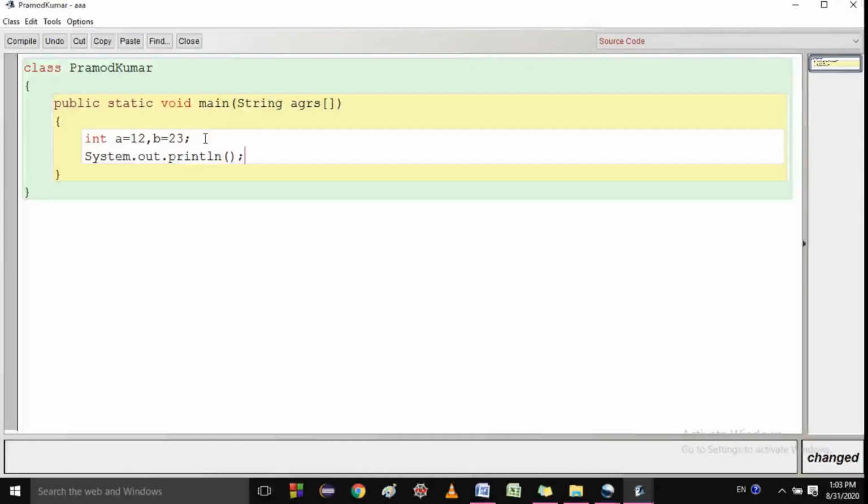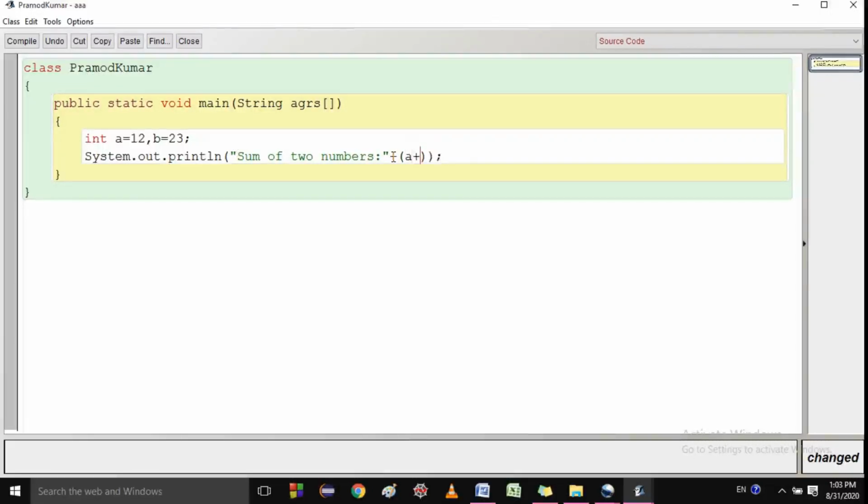Suppose I want to add these two numbers. So how will I print the sum of two numbers? You know that if anything is written inside double quotes, then it will be printed as it is, because it is known as a string. Then I will write plus for concatenating these additions, and brackets are used for adding two numbers.